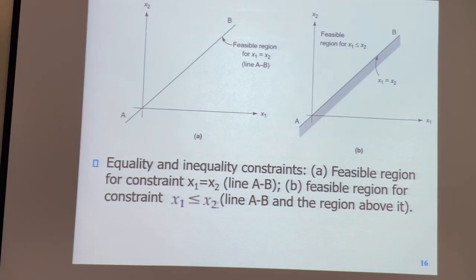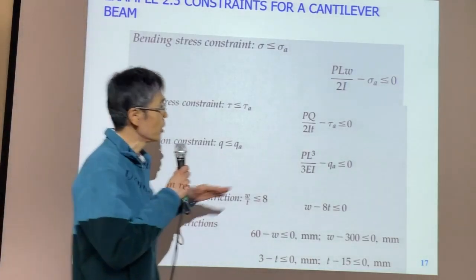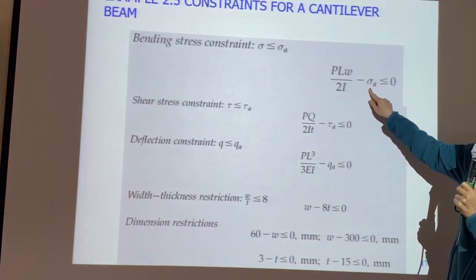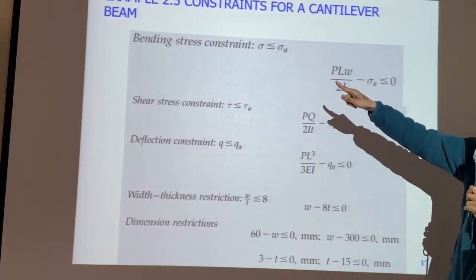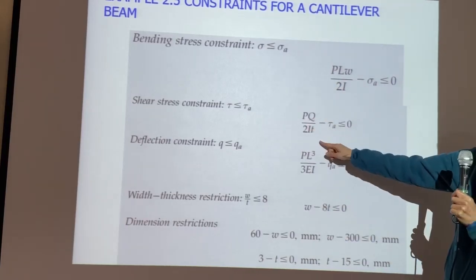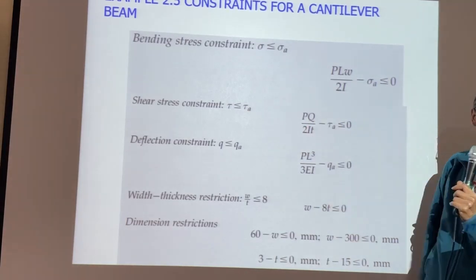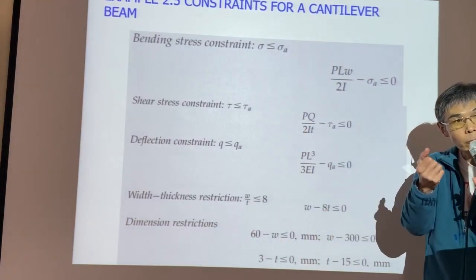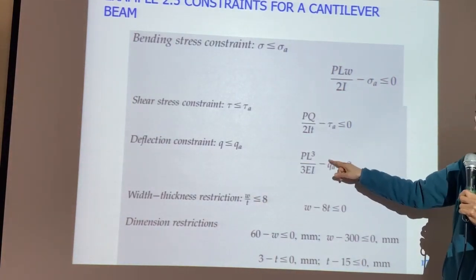Some terminologies you need to know. Okay, so for the constraints, the stress must be less than the yield stress. If the stress is larger than this value, the design fails. So this is the bending stress constraint. A shear stress constraint means this is the maximum shear stress, tau A. So this is the shear stress. If the stress is larger than this one or this one, you will have a break. And this is the deflection. The maximum deflection must be less than this value.